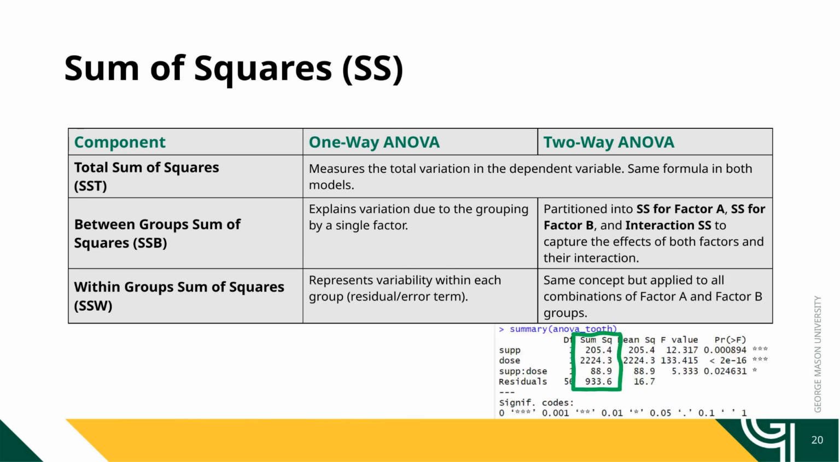In a two-way ANOVA, the sum of squares for the supplement factor is 205.4, indicating variation due to differences between supplement groups. The dosage factor has a larger sum of squares at 2,224.3, showing it significantly contributes to total variation. The interaction between supplement and dosage has a sum of squares of 88.9, reflecting the variation explained by their combined effects. The residual sum of squares is 933.6, representing unexplained variation or error.